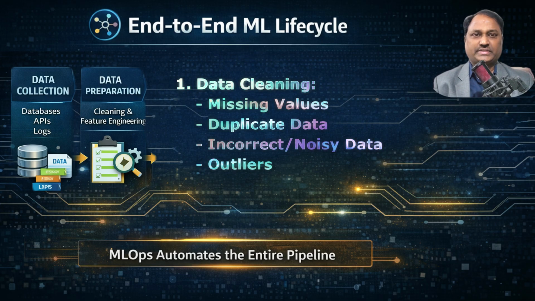Solution is remove duplicates. The other one, incorrect or noisy data. Example, age is 200. Invalid entries. Solution is filter or correct the value. Outliers. Extreme values that distort the model. Example, salary is 10 crores. Solution is remove or cap the values. Without cleaning, even the best model will fail.